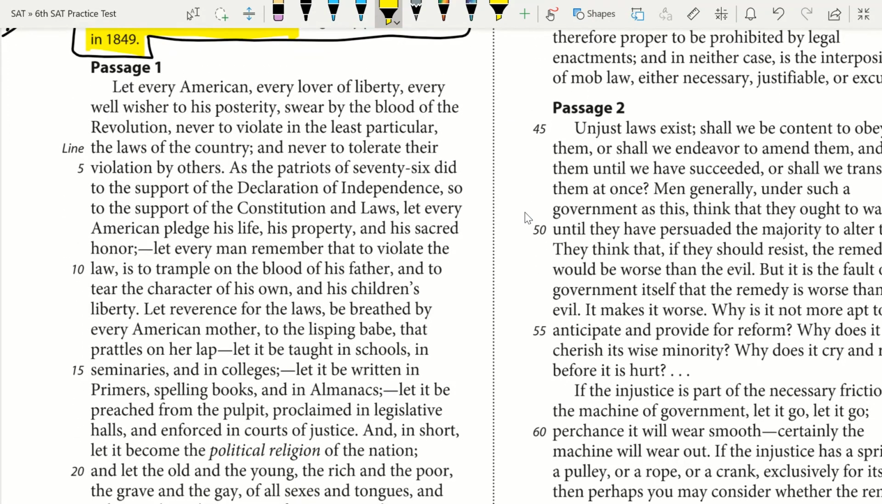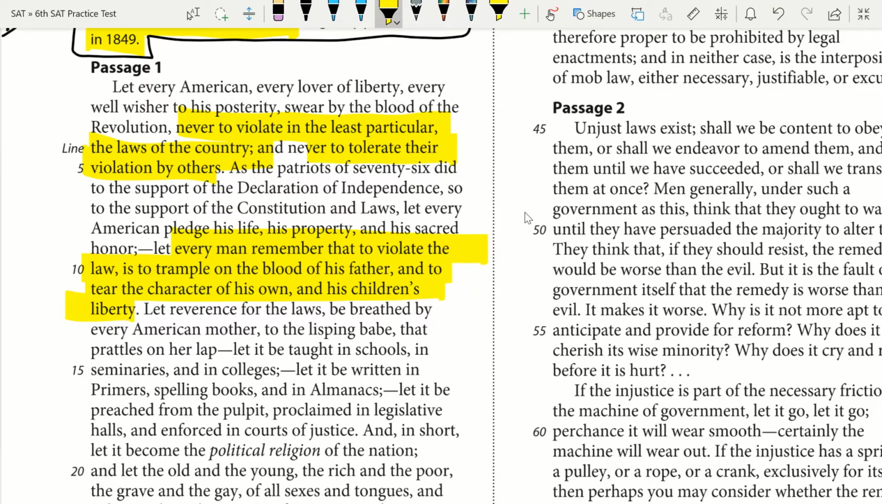Let every American, every lover of liberty, every well-wisher to his posterity, swear by the blood of the Revolution never to violate in the least particular the laws of the country, and never to tolerate their violation by others. As the patriots of '76 did to the support of the Declaration of Independence, so to the support of the Constitution and laws, let every American pledge his life, his property, and his sacred honor. Let every man remember that to violate the law is to trample on the blood of his father, and to tear the charter of his own and his children's liberty.